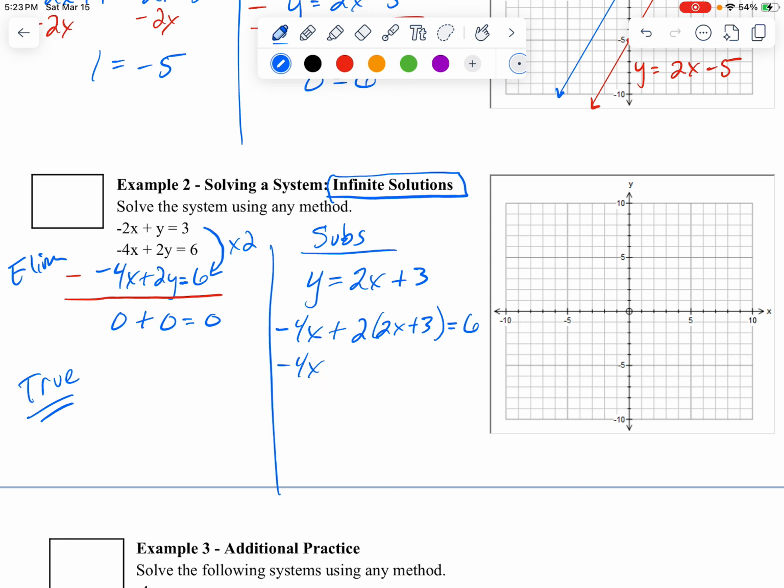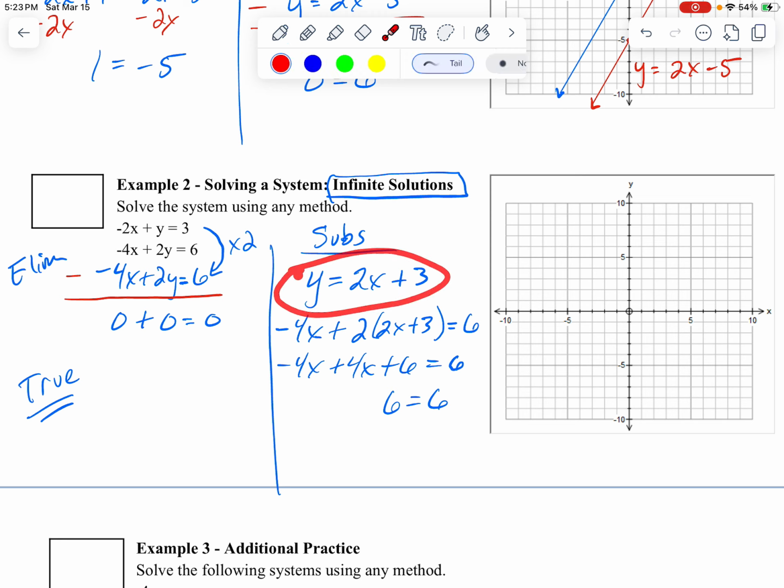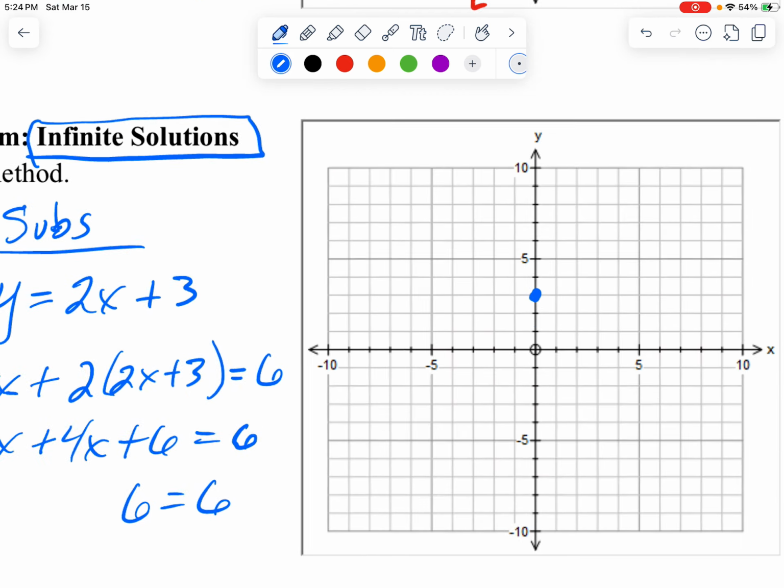Negative 4x, let's do our distribution. We've got 4x plus 6 equals 6. Combine like terms on the left, so I've got 4x and negative 4x, which is nothing. 6 equals 6. Again, true. Infinite solutions. So we could make both equations look like this. And you might be able to see that easily if we just look at the bottom one. If we were to add 4x to both sides and then divide by 2. If you don't believe me, take just a second and do it yourself. So our y-intercept here would be 3. Our slope is 2.